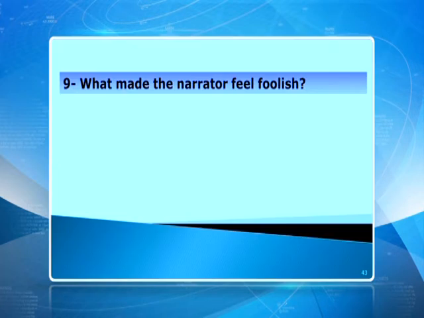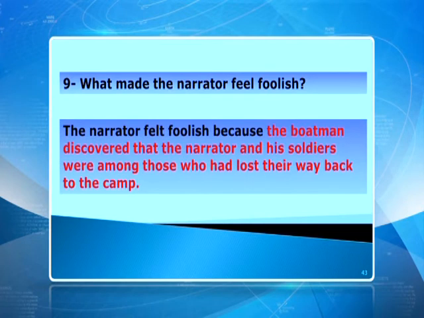Now let's have a look at the last question of the reading comprehension, which is the first part of our lesson today. What made the narrator feel foolish? What is the cause? What's the factor? The narrator felt foolish because the boatman discovered that the narrator and his soldiers were among those who had lost their way back to the camp.